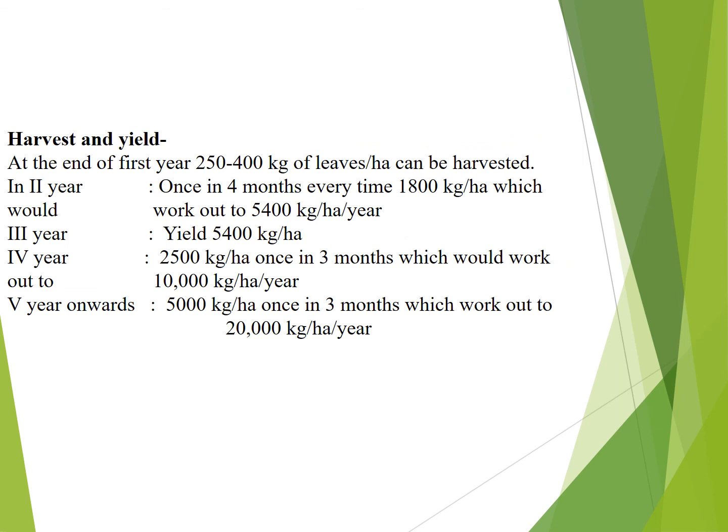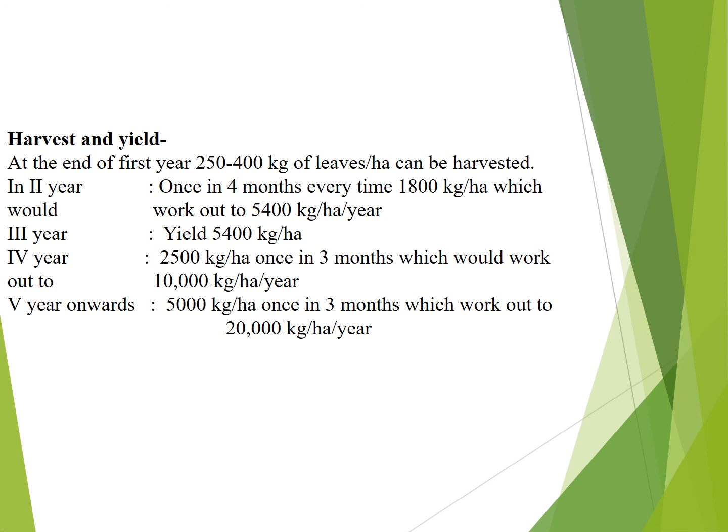Then harvesting. At the end of the first year, 250 to 400 kg of leaves per hectare can be harvested. In the second year, harvesting is necessary once per month, so you should harvest the leaf crop every month. In the second year, 1,800 kg of leaves should be obtained from 1 hectare, and this works out to 4,500 kg per hectare per year.